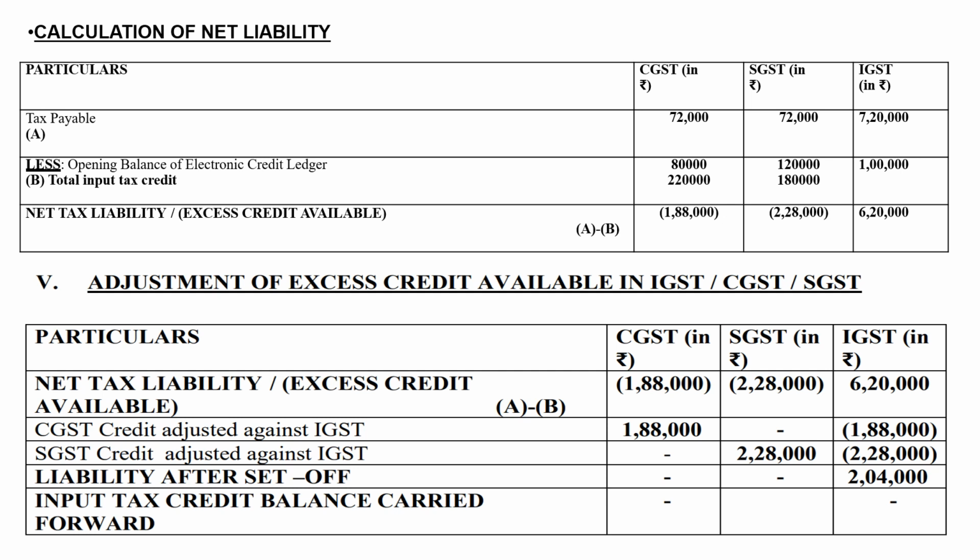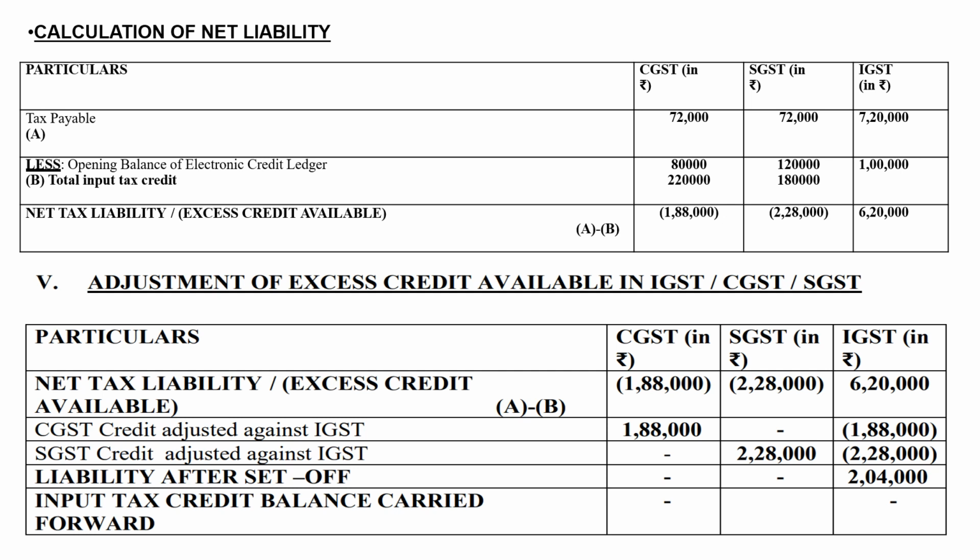Okay, now we'll do the adjustment of excess credit available in IGST and CGST. So we have an adjustment of excess credit available in CGST, SGST and IGST. In particular we have CGST, then SGST and IGST. So for net tax availability, the excess credit available, we will write here 1,80,000 in CGST, 2,28,000 in SGST, and 6,20,000 is not an excess, but the amount which we need to pay. This IGST which we need to pay, we will adjust with the CGST and SGST.